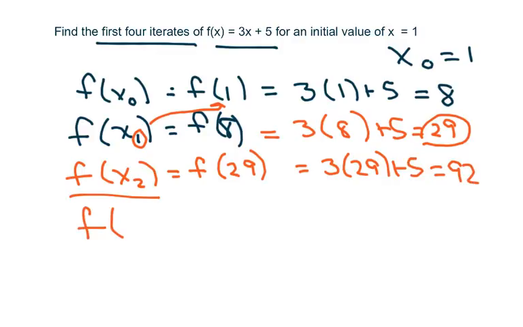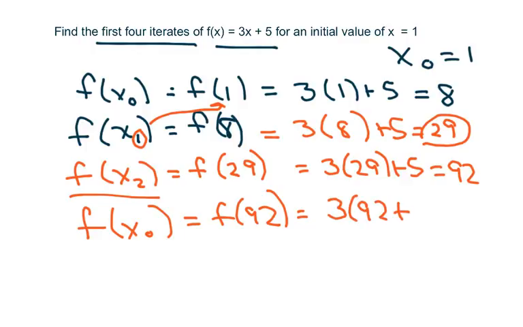And then we have f of the third iterate equals f of 92 equals 3 times 92 plus 5, which equals 281. So we're just composing the function within itself over and over. And you take the previous term and keep plugging it back in, and that's all it is. Okay? And that is all.